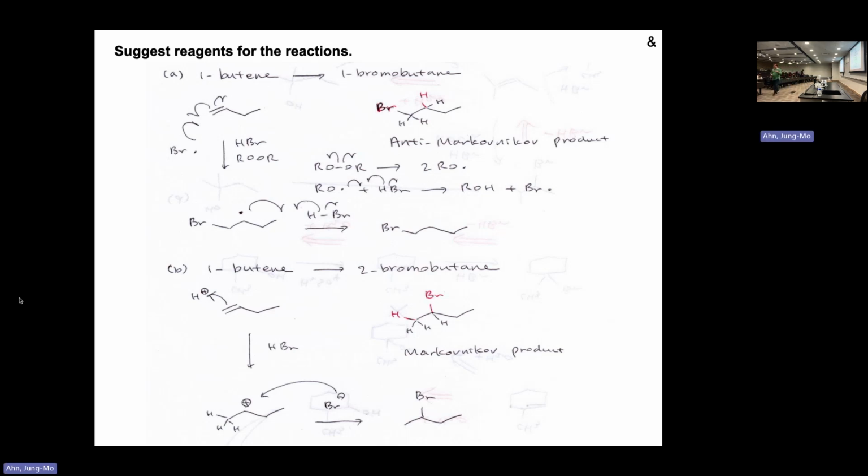So you can see that depending on what you do, the position of the groups introduced can be different. And that should be the key recognition to solve this type of question properly.